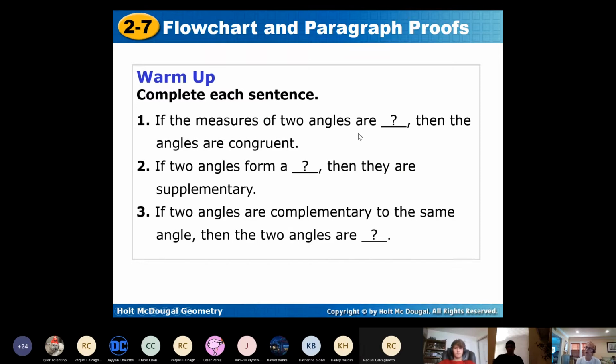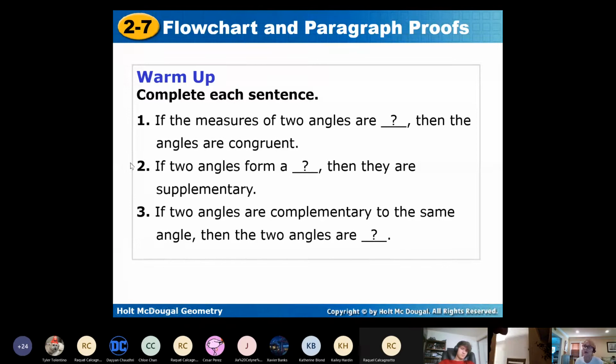Complete each sentence. If the measures of two angles are blank, then the angles are congruent. Do I have a volunteer to tell me if the measures of two angles are blank, then the angles are congruent? Anybody know? 90 degrees is not the correct answer. Equal. Did somebody say equal? If the measures are equal, then the angles are congruent.